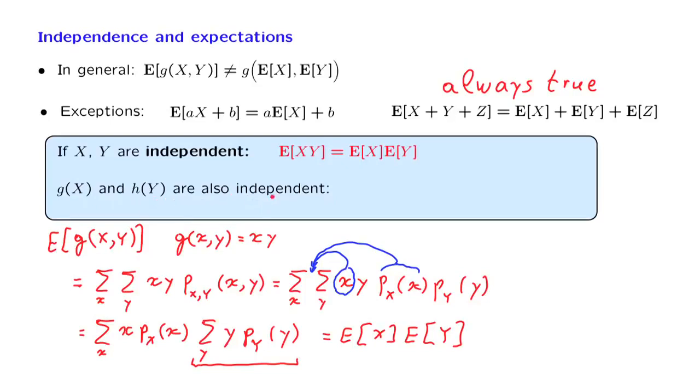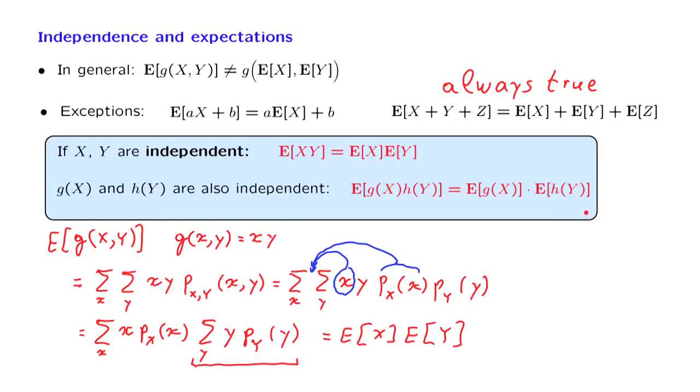Therefore, we can apply the fact that we have already proved, but with g of x in the place of x and h of y in the place of y. And this gives us this more general fact, that the expected value of the product of two functions of independent random variables is equal to the product of the expectations of these functions.